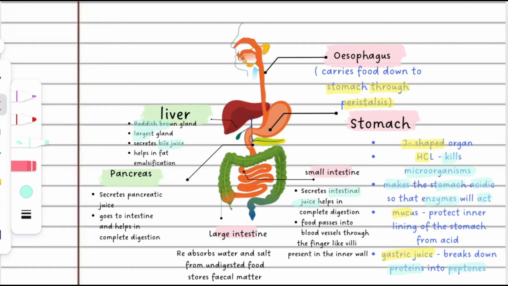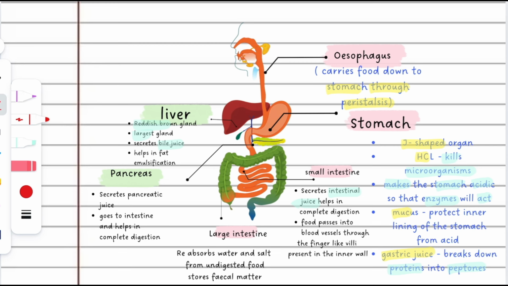Now the excess bile juice is always stored in the gallbladder, that is this region. This region is called the gallbladder. But what is the function of this bile juice? Bile juice helps in fat emulsification.